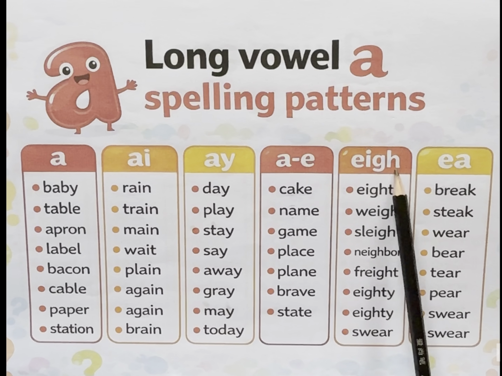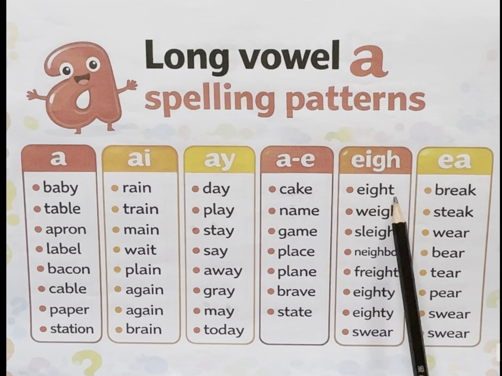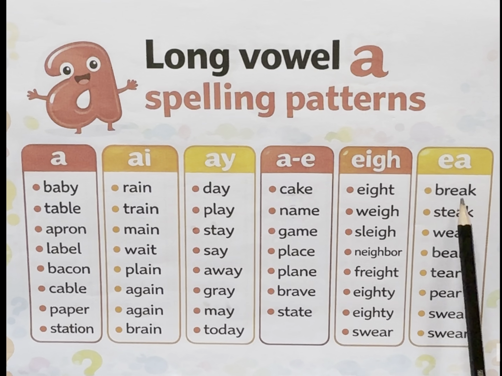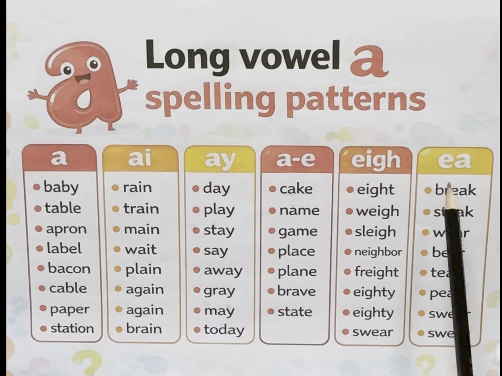EIGH makes the sound A as in E, I, G, H, T, eight. E and A make the sound A as in B, R, E, A, K, break. So these are all long vowel A with different spelling patterns.